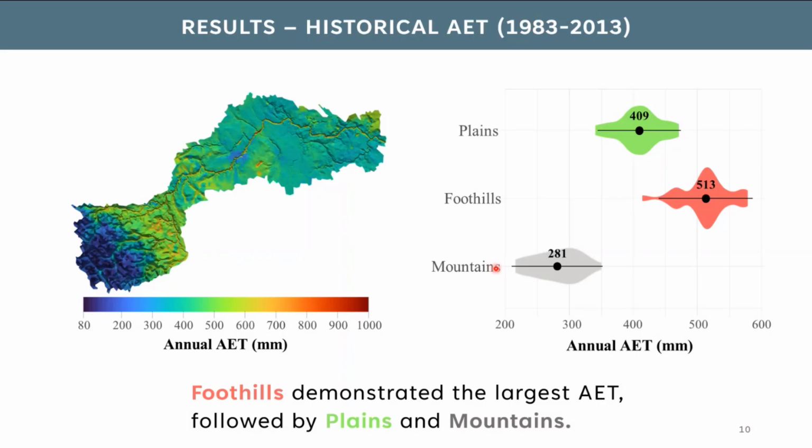And according to our result, the foothills represent the highest annual actual evapotranspiration, followed by the plains and the mountains. Also we can see those results spatially in the map. We can see the more like red and yellow colors are located in foothills, followed by the plains that is more like green ones, and the mountains is like the blue ones.